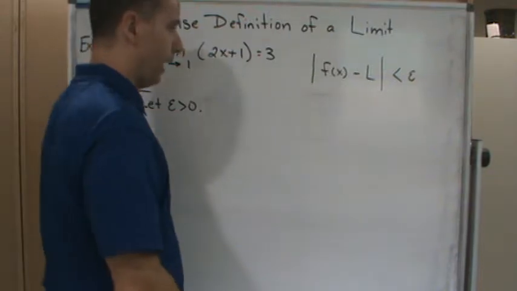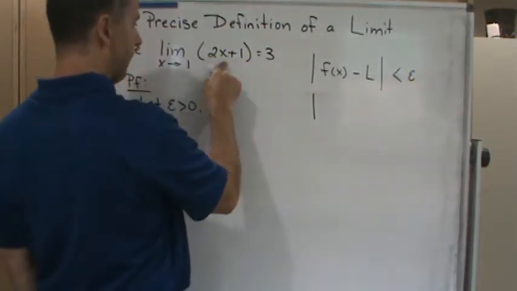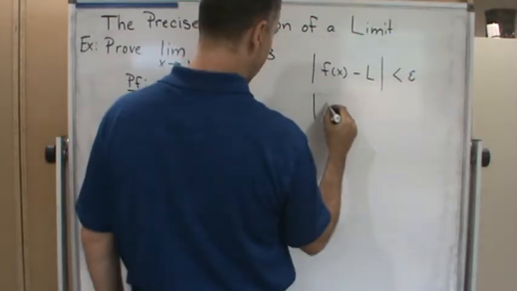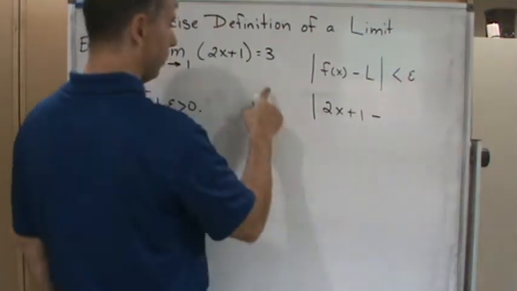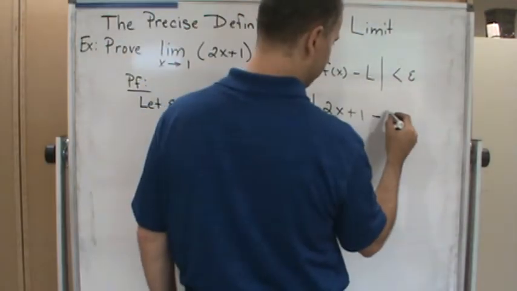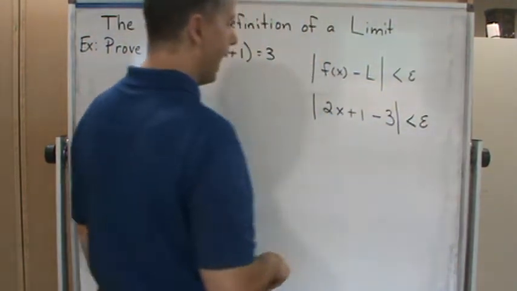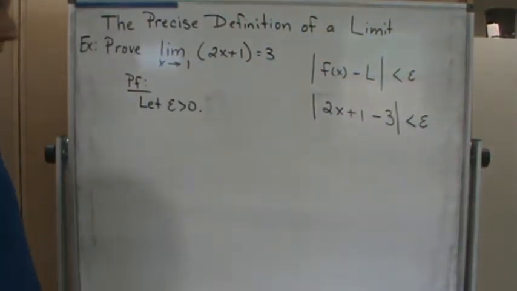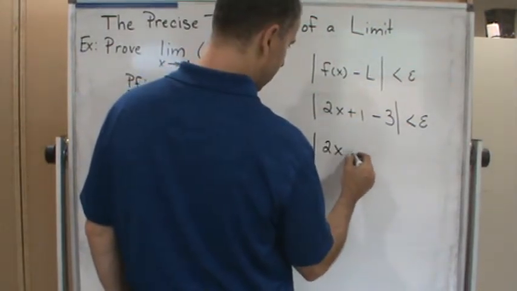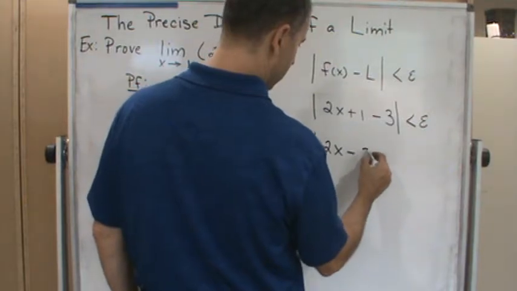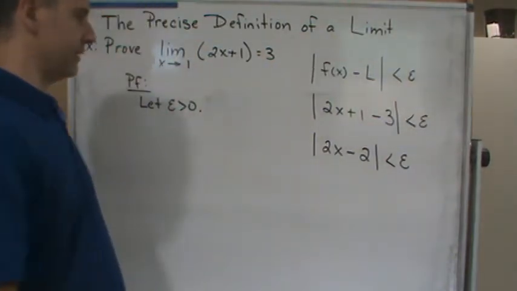Okay, so now I'm going to fill this in. So that's f(x) is this. So I'm going to say I want |2x + 1 - L|. L is 3 in this case, right? And I want that to be less than epsilon. Now what I'm going to do is I'm going to simplify this thing. So that means I'm going to get |2x - 2|. Absolute value of that is less than epsilon.